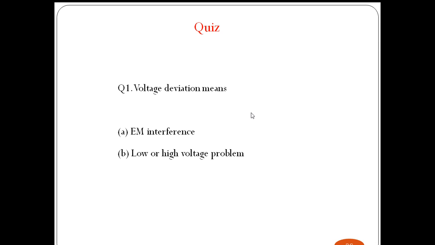So on these disturbances, we will attempt a small quiz. Voltage deviation means: electromagnetic interference, low voltage or high voltage problem, harmonics, or frequency. It is a change in voltage problem, so option B.